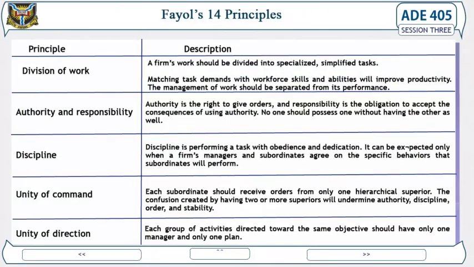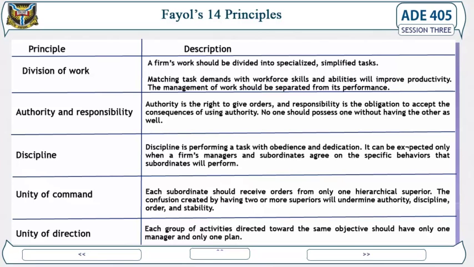Fayol's 14 principles. Principle: division of work. Description: a firm's work should be divided into specialized, simplified tasks. Matching task demands with workforce skills and abilities will improve productivity. The management of work should be separated from its performance.